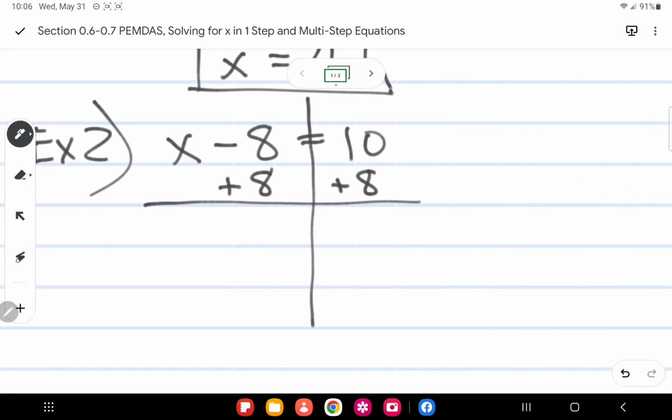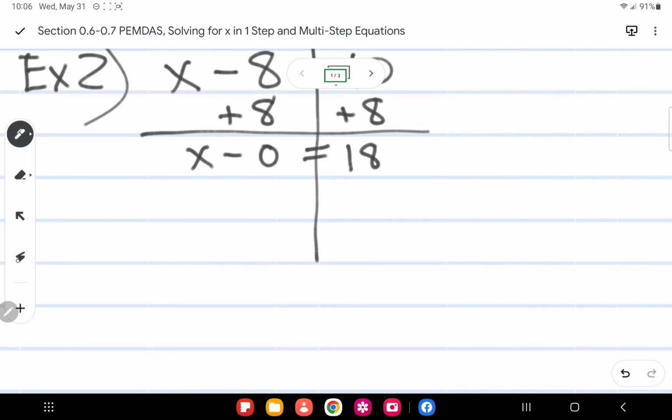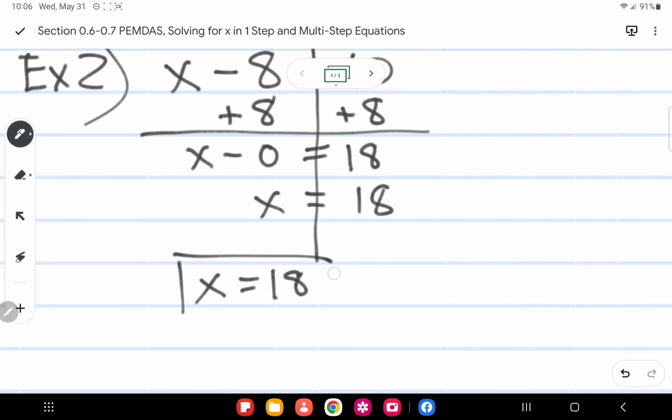Draw a line. Negative 8 plus 8, that is 0. It should always equal 0 if you choose the right number. 10 plus 8, that's 18. And we're left with x minus 0 equals 18, or the 0 just disappears. Therefore, our answer is x equals 18. Hopefully that makes more sense.